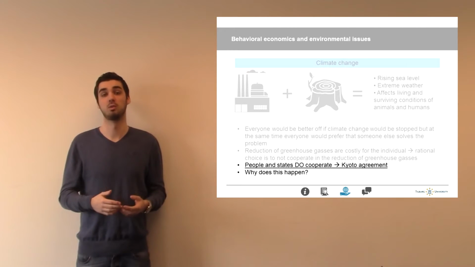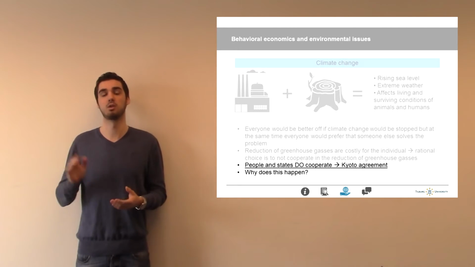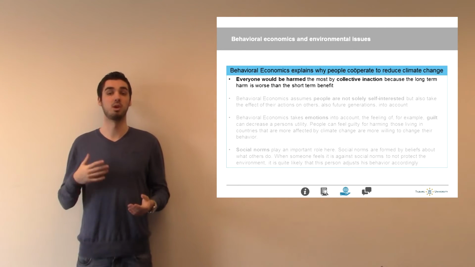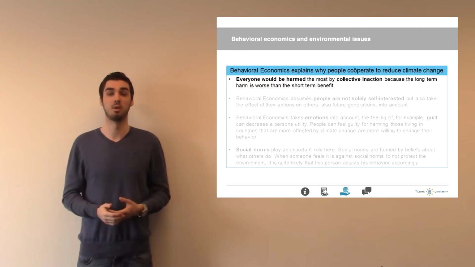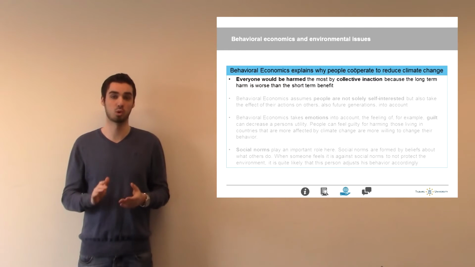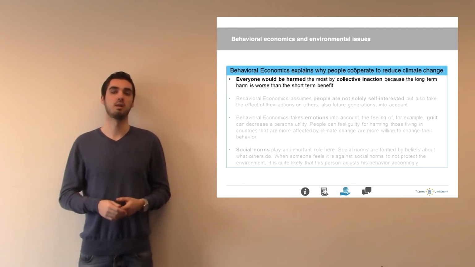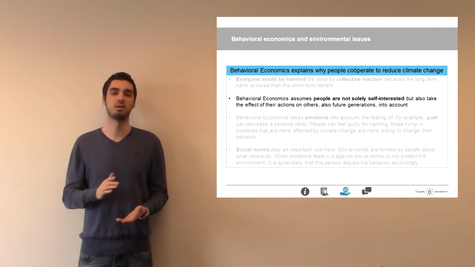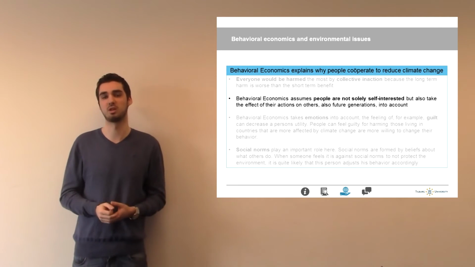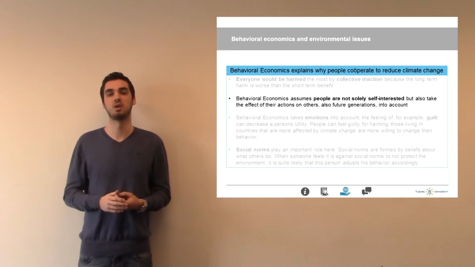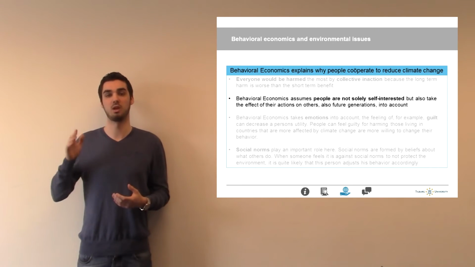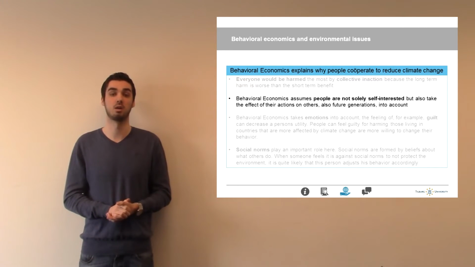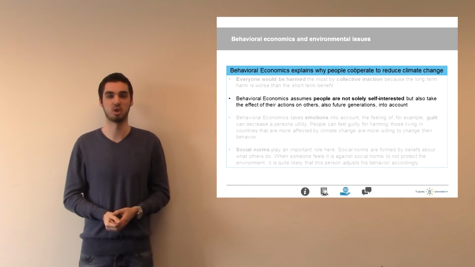Because if they would act rational, they would just go for their own and not care about solving the problem. However, behavioral economics shows that everyone will be harmed the most by collective inaction, because the long-term harm is worse than the short-term benefit. And furthermore, behavioral economics assumes that people are not solely self-interested, but they also take the effects on others, and also future generations, into account. So you can see that states might be interested in the future generations and how they are going to be affected by the actions we do today for climate change.